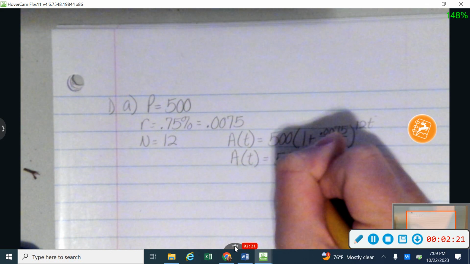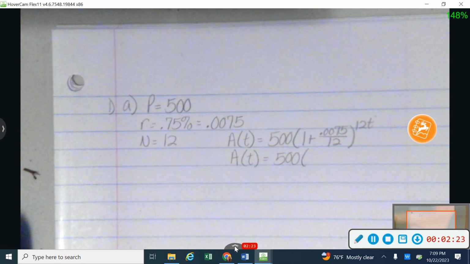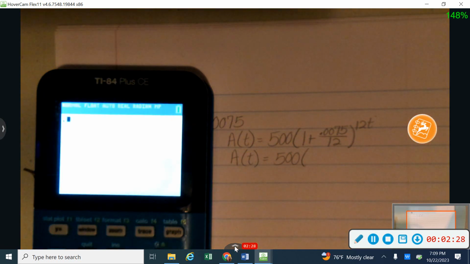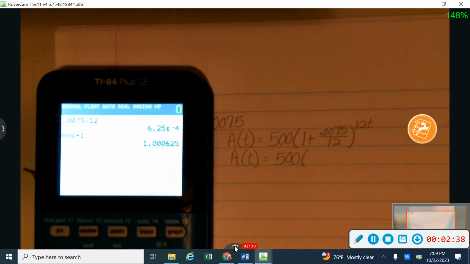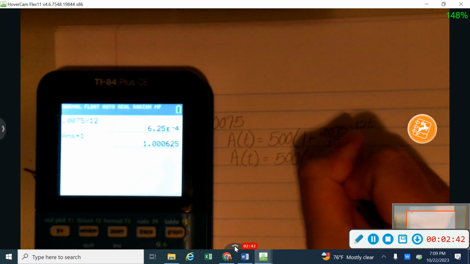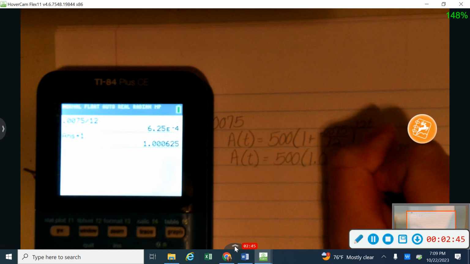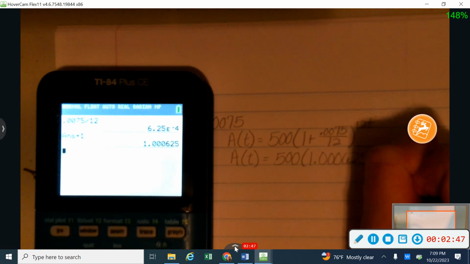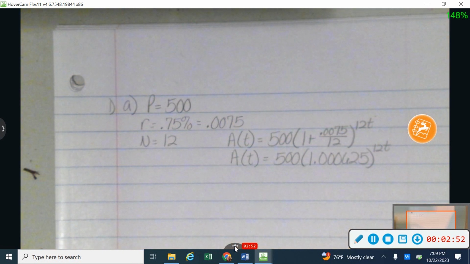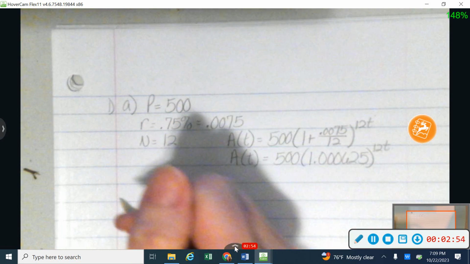So that's going to be 500 times, and I'm going to use a calculator on this part. So in my calculator, I'm going to do 0.0075 divided by 12. Be really careful with these calculators on this stuff. They're not real super great when it comes to order of operations. So I'm going to go ahead and divide that first, and then I'm going to add my 1 to it. That's going to give me 1.000625 to the 12T power.